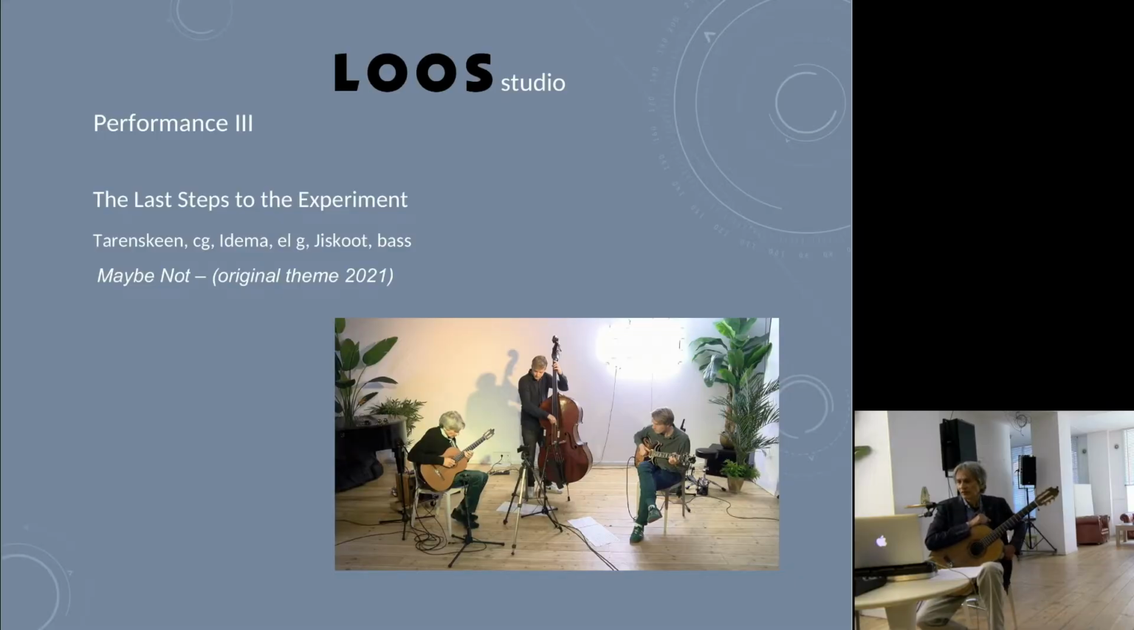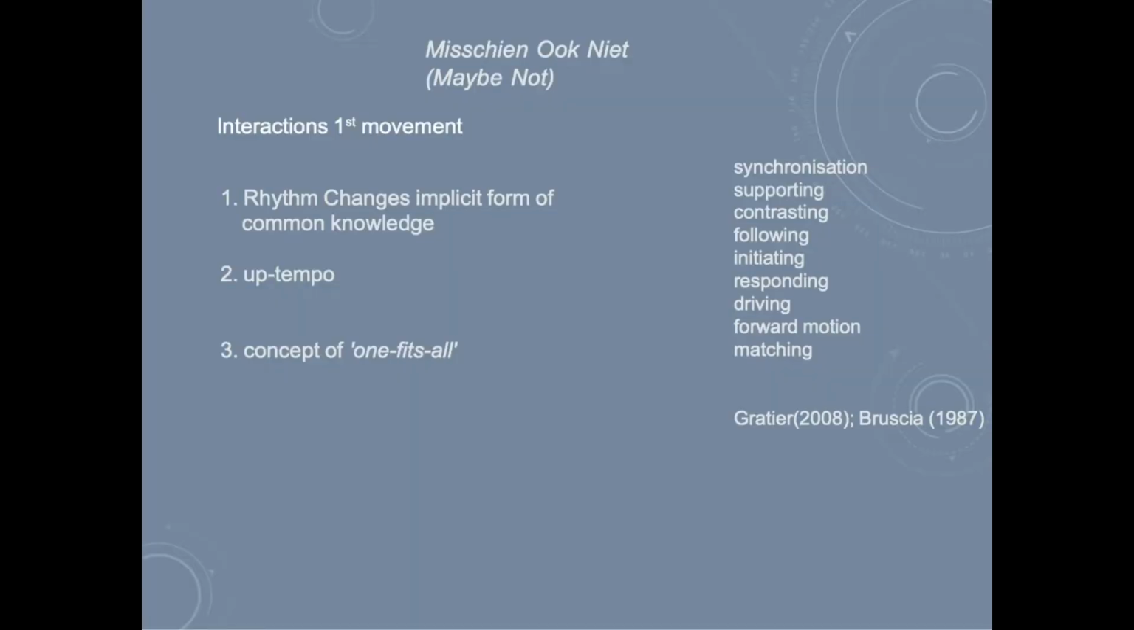In a performance you can find an enumeration of events, but there are too many to mention all the interactions in this description. Regarding the rhythm changes part, the number of events is a result of the familiarity with the rhythm changes, which is an implicit form of common knowledge. The uptempo stimulates many rhythmic variations and interactions. The concept of one fits all about rhythm changes in the improv lines.